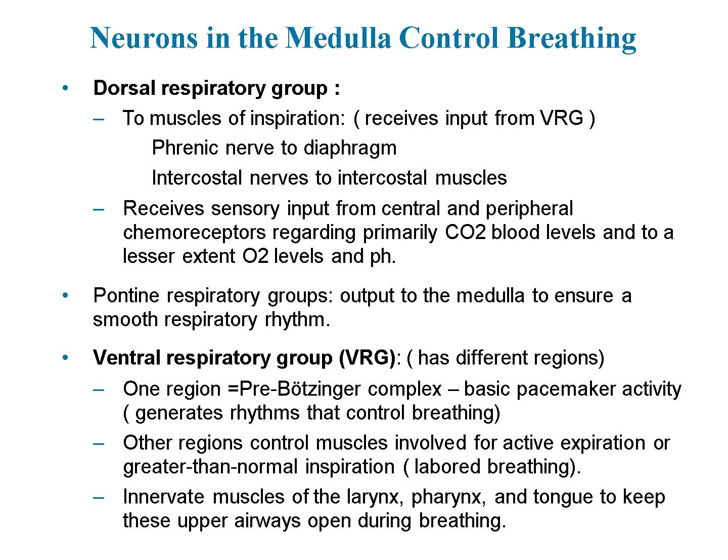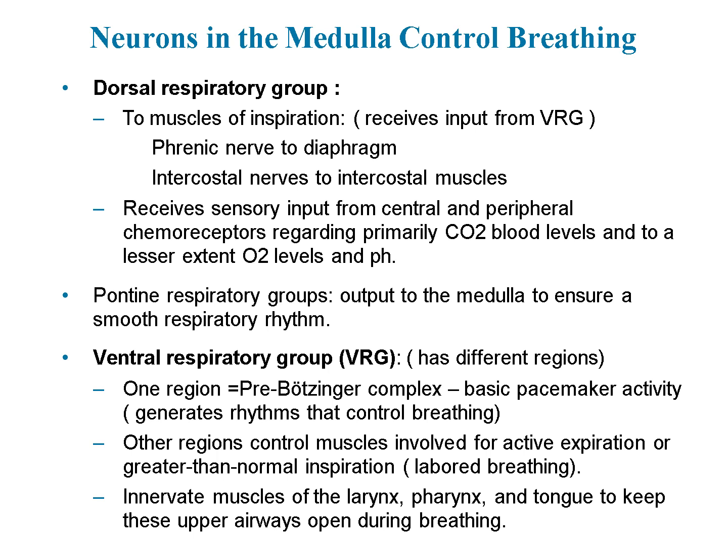The pontine respiratory group helps refine breathing patterns by sending output to the medulla, ensuring a smooth and coordinated respiratory rhythm. The ventral respiratory group consists of different regions responsible for more complex respiratory functions. One of its key areas, the pre-Bötzinger complex, acts as a respiratory pacemaker, generating the rhythmic patterns that control breathing.